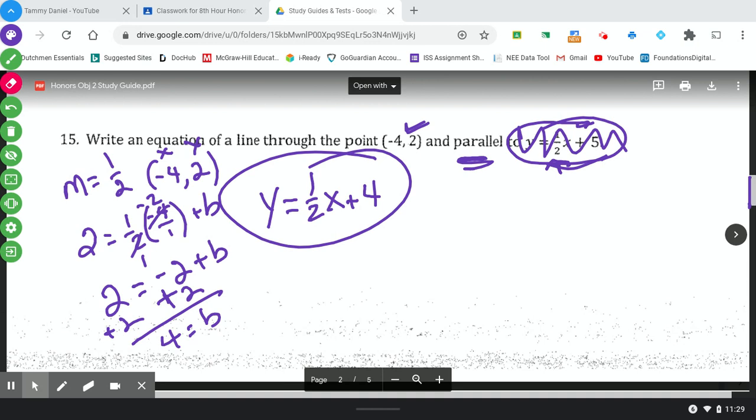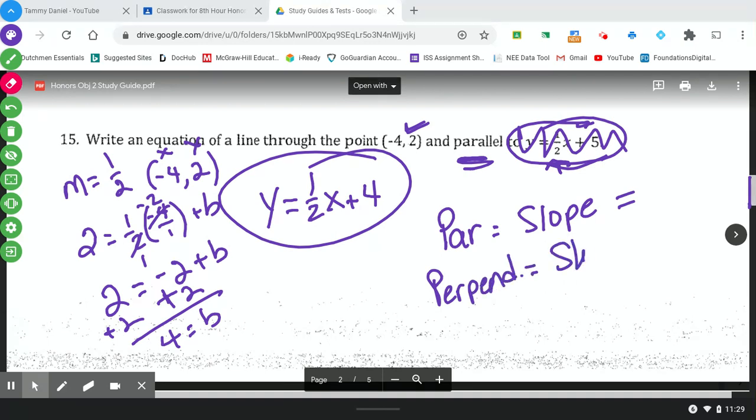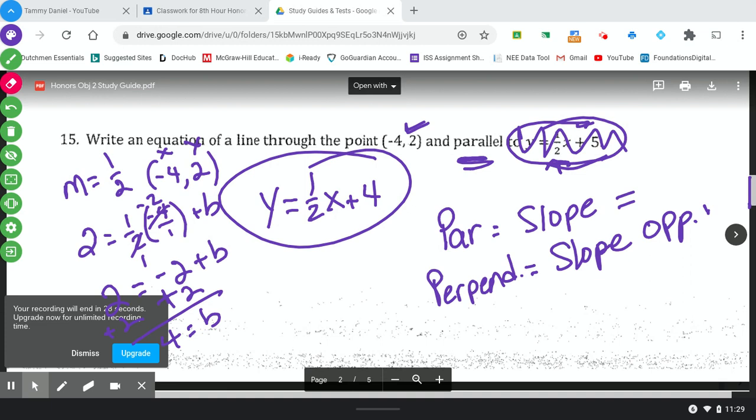Just a reminder, if the lines are parallel, then the slopes are the same, right? And if they're perpendicular, the slopes are opposite reciprocals. Meaning if it was 4/5, then the other one's going to be a negative 5 over 4. Okay? All right.